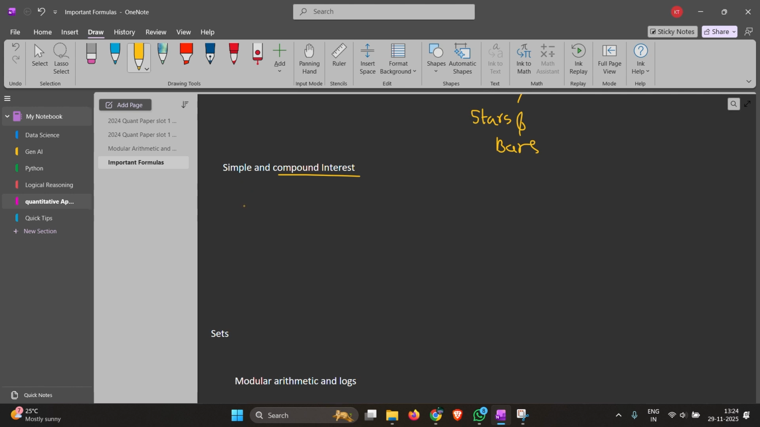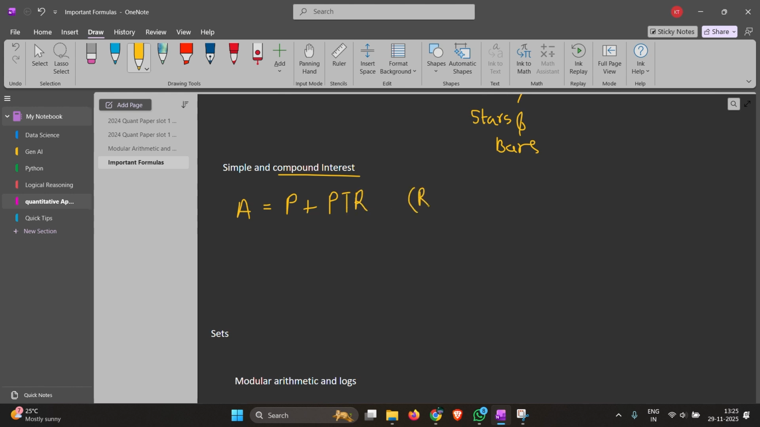So the simple interest formula is the amount. Amount is nothing but the amount that you will have after you have gotten the interest. You have withdrawn your amount from the bank and you have gotten the interest, or if you took a loan, amount is the amount that you have to pay back. So this is the original principal plus principal into the time period into the rate of interest.